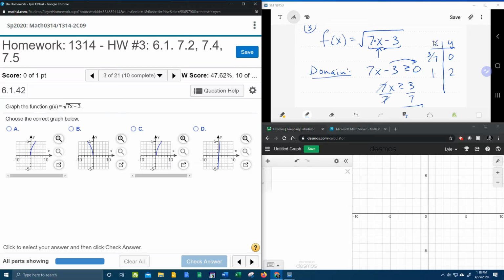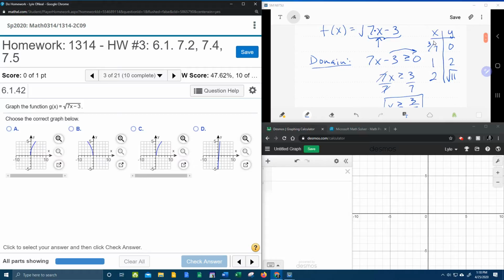And then another number bigger than 3/7 would be, let's say, 2. 2 times 7 is 14. 14 minus 3 is 11. And 11 doesn't square root nicely. So what I'm going to do is grab my handy-dandy calculator and do the square root of 11 and see what it is approximately. So that is approximately 3.3.